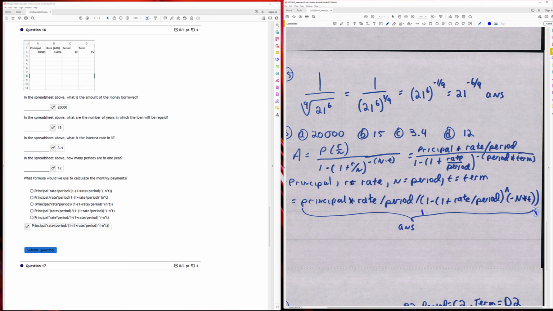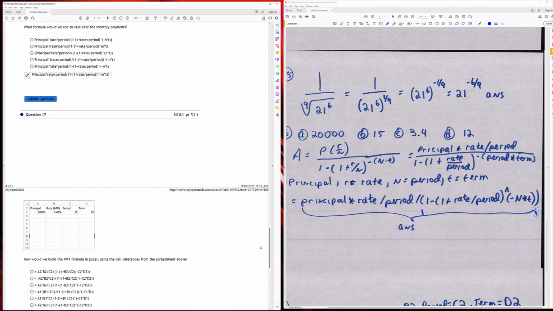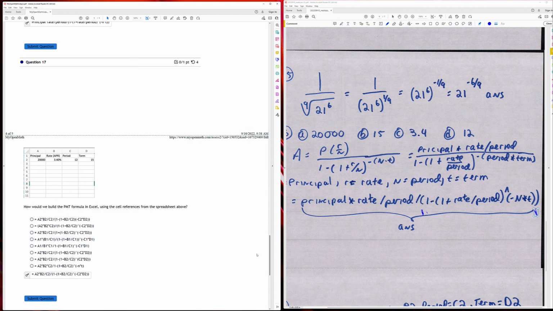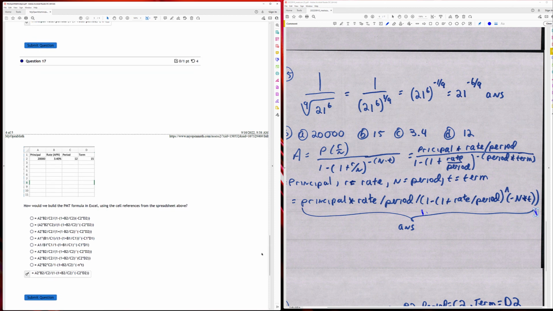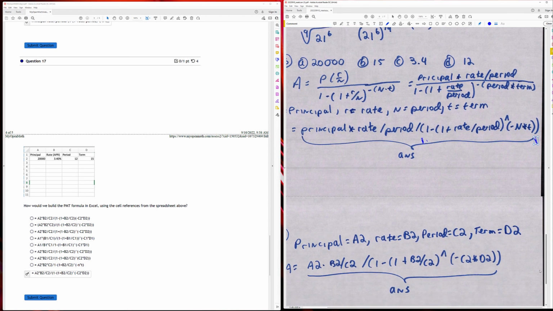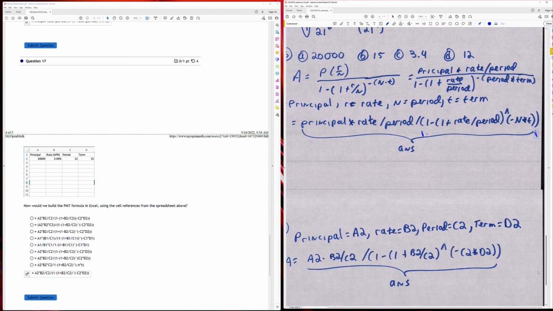In question 17, we take that information. And they want to see a payment formula. So I just map it back and I plug back in. And that's what the formula looks like. And that's number 17.